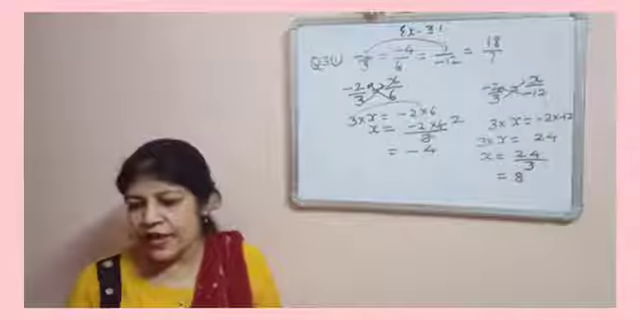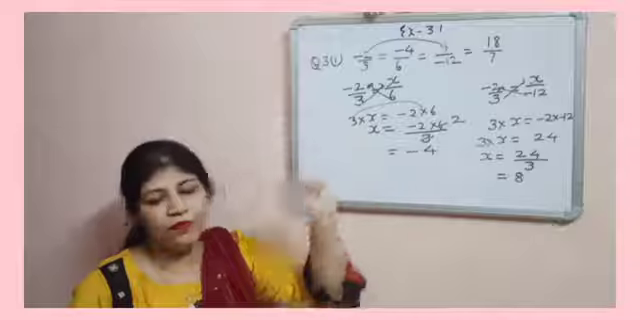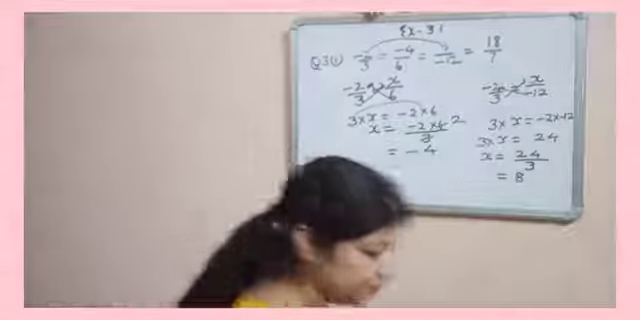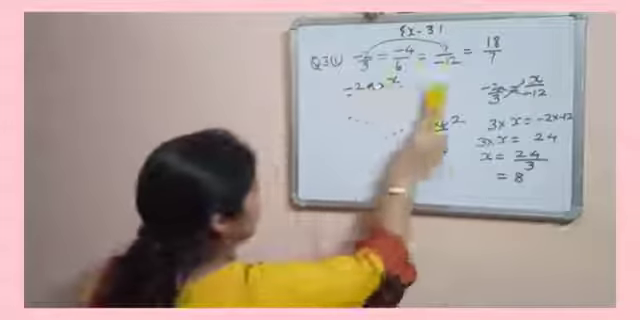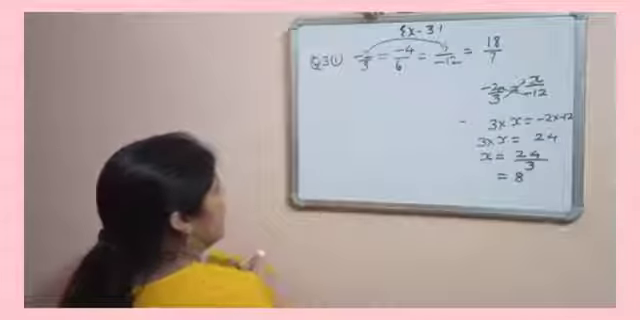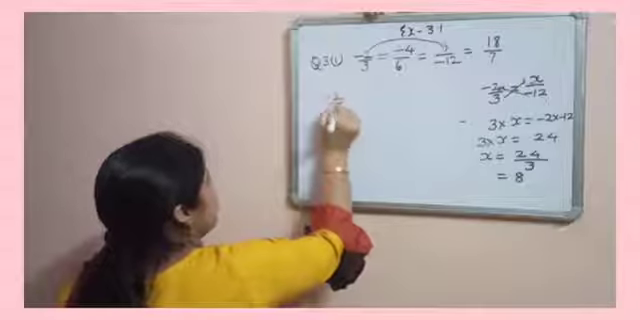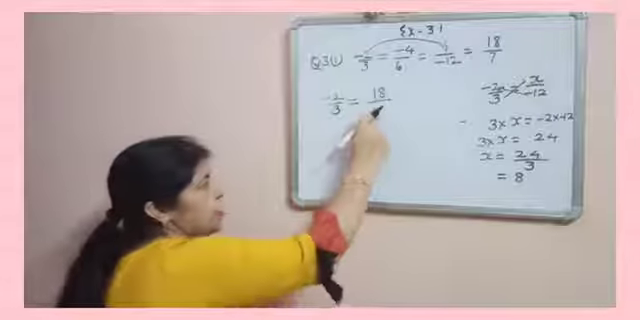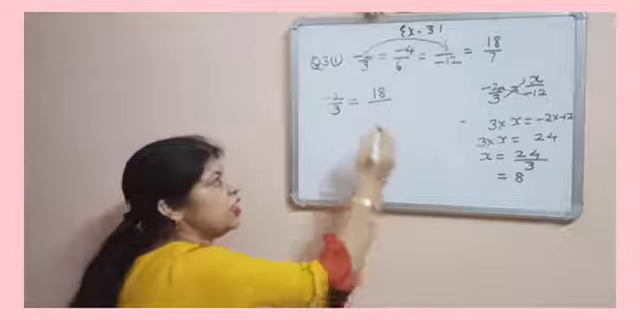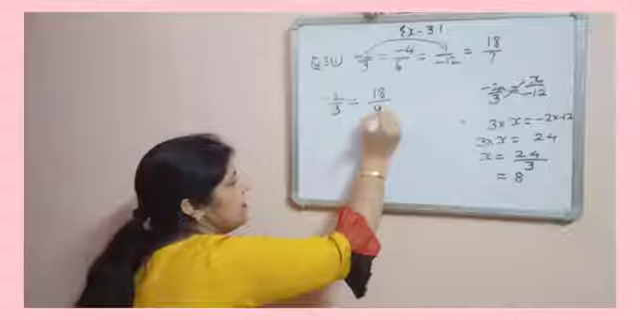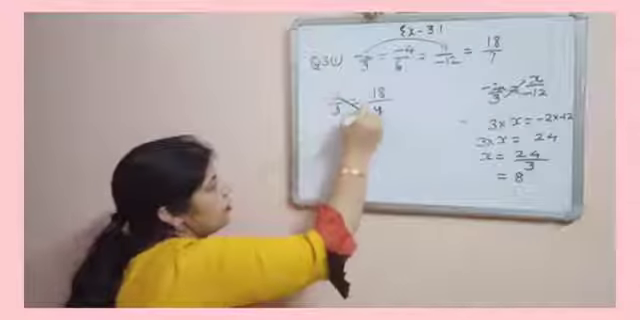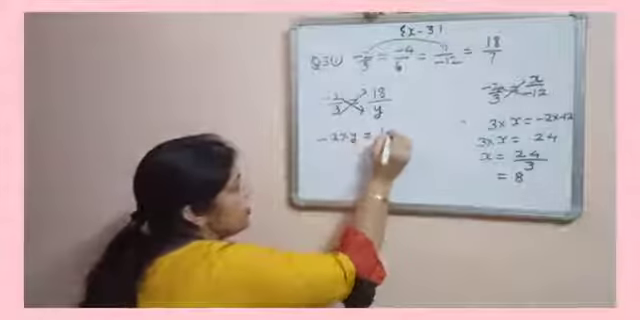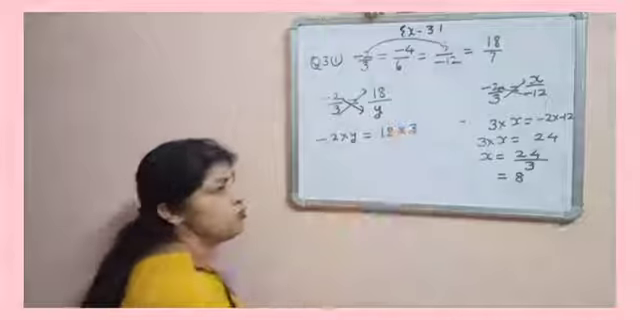Now we are left with our last fill up, that is 18 upon dash. Now we can equate the first rational number and the last rational number, and we can take it as x, y, z, any variable. This time I am taking y. Now cross multiply. Minus 2 into y is equal to 18 into 3.